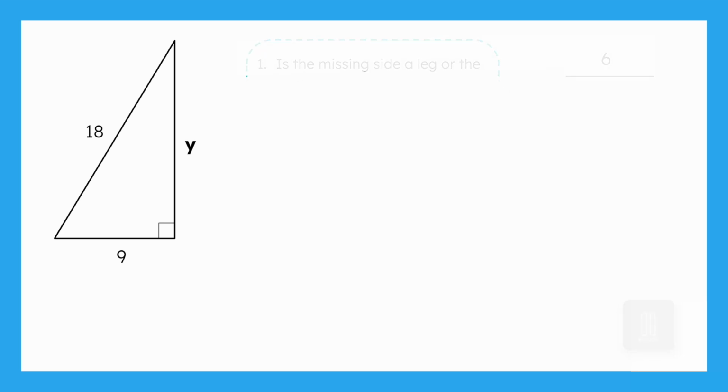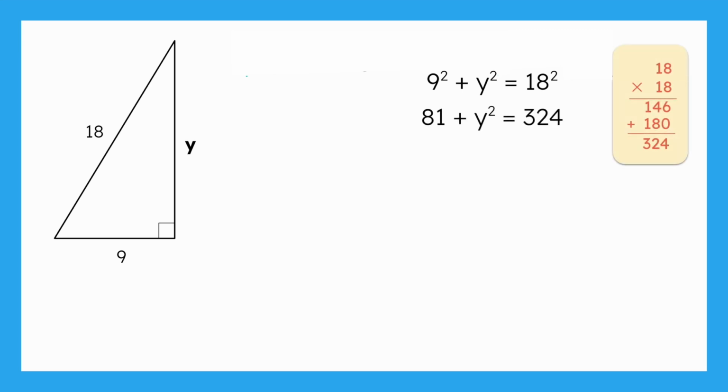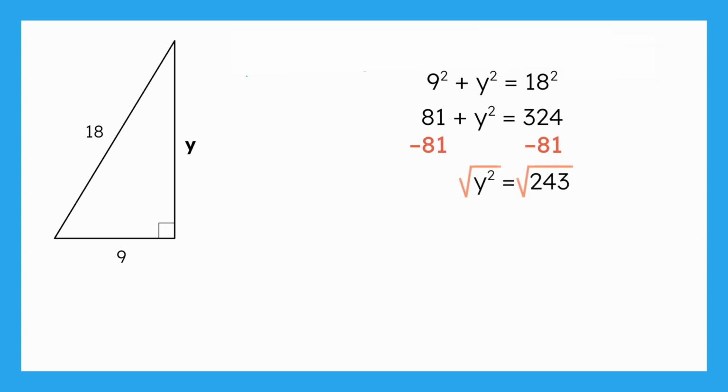In the first triangle, the missing side is a leg. One of the legs has a length of 9 units, and the hypotenuse has a length of 18 units. Plugging those values into the Pythagorean theorem and simplifying gives me 81 plus y squared equals 324. Subtracting 81 on both sides and then taking the square root of both sides gives me y equals the square root of 243.